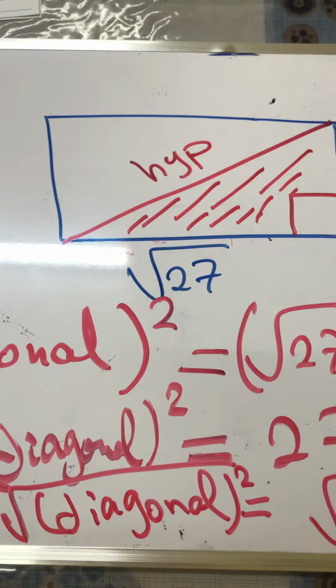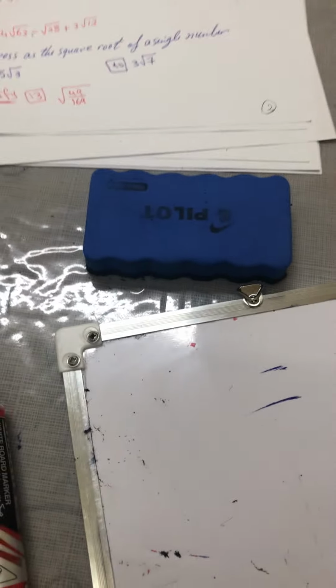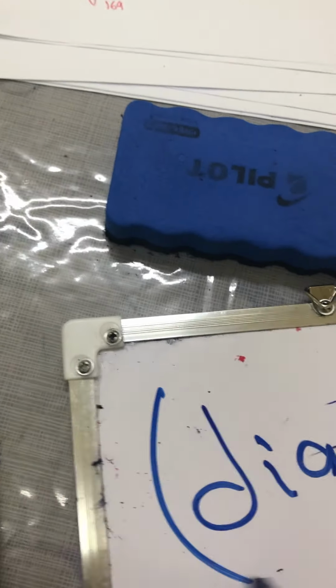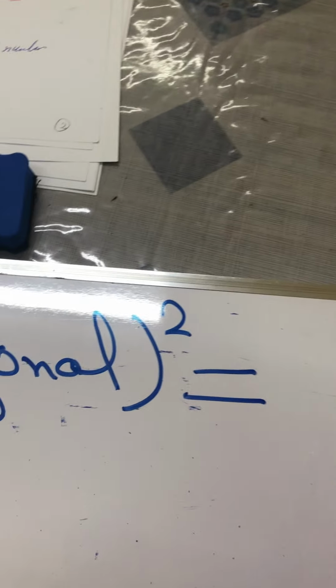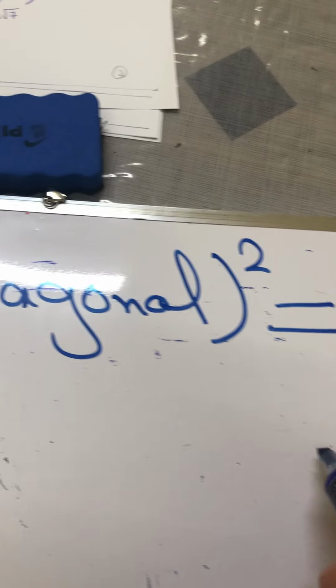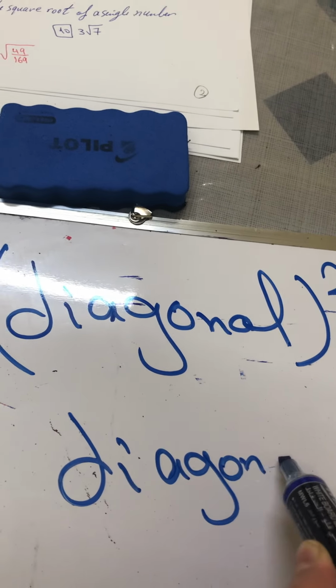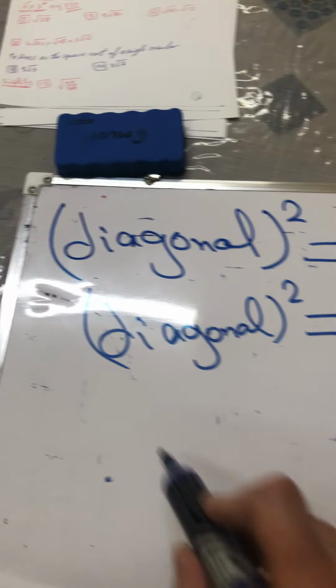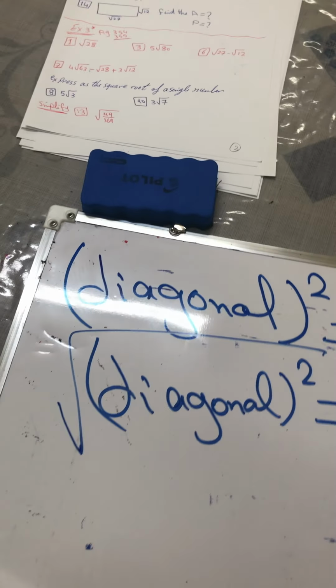I'll put it under square root. Let me explain to you another way. Diagonal, which is the hypotenuse, square equal square root of 27 square, which is 27, plus square root 12 square, which is 12. So now I have 39 equal diagonal square. I want to find the diagonal only, so take the square root for both sides.